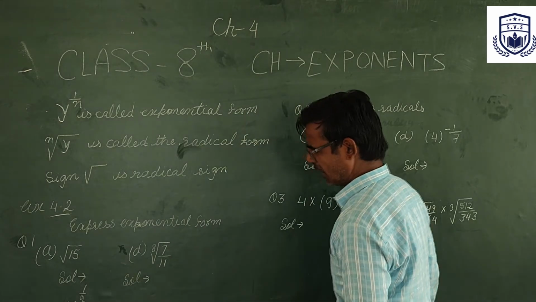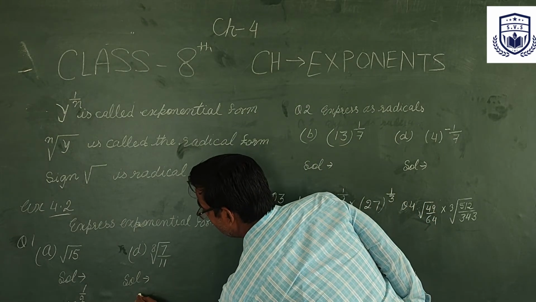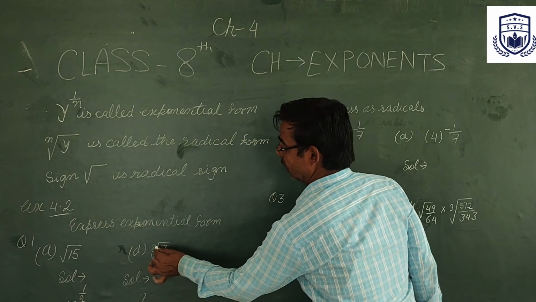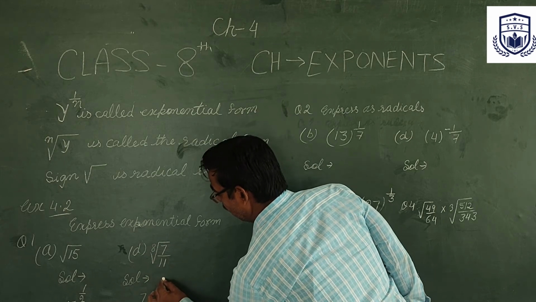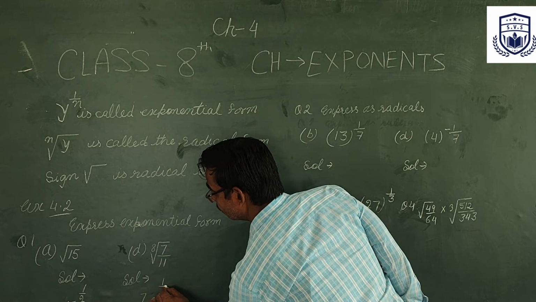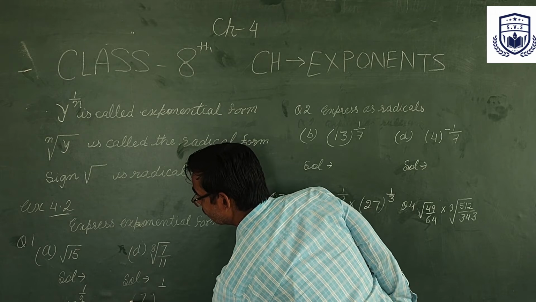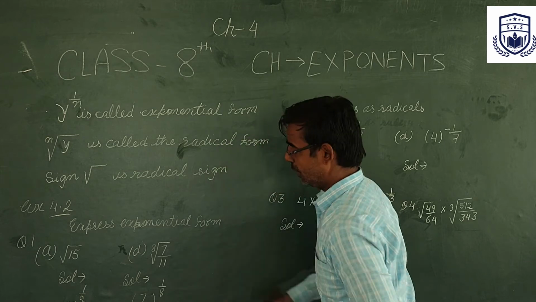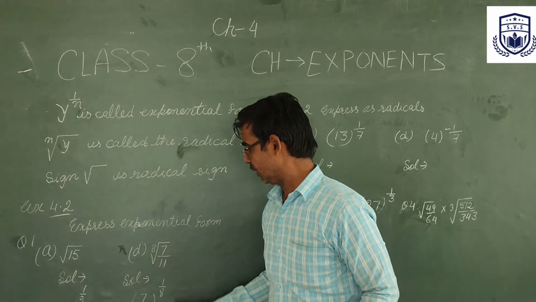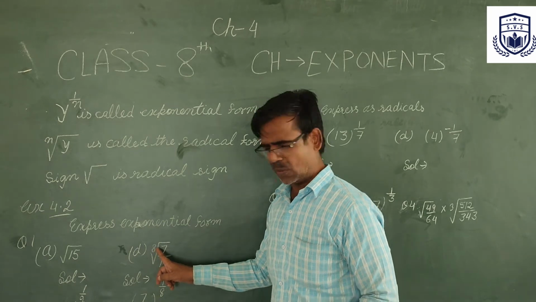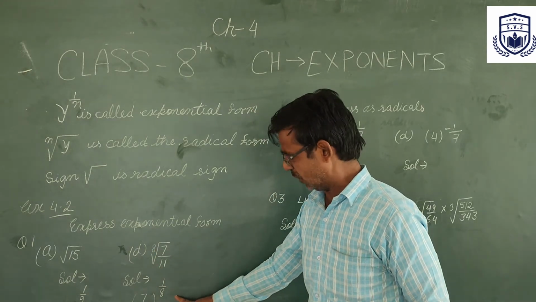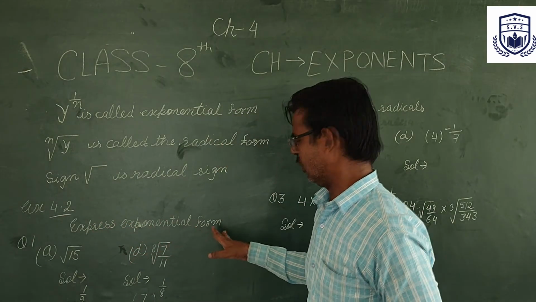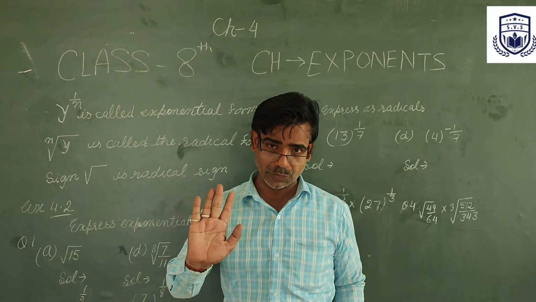Now, its question 7 over 11. Now, 1 over 8. If there is 3, then we will write 3. If there is 5, then we will write here 5. Clear? It is the exponential form. Okay? Clear?